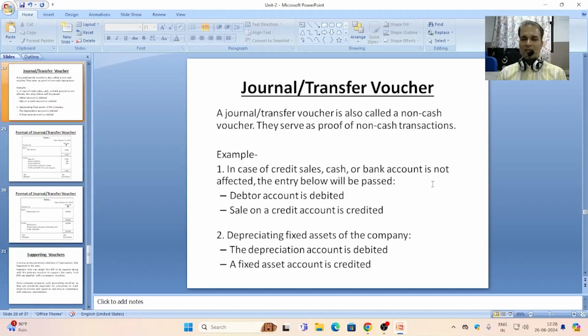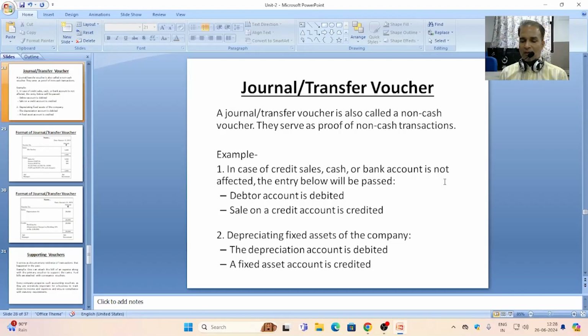Next type of voucher is journal or transfer voucher. This type of voucher is also called a non-cash voucher. This serves as proof of non-cash transactions. For example, in case of credit sales, cash or bank account is not affected. So, the entry will be passed on journal or transfer voucher as debtor account is debited, sale on credit account is credited.